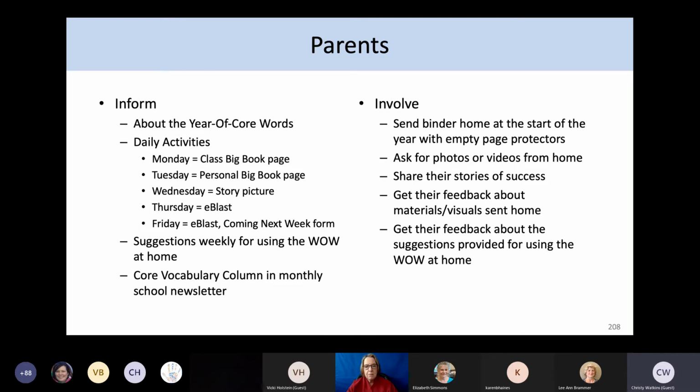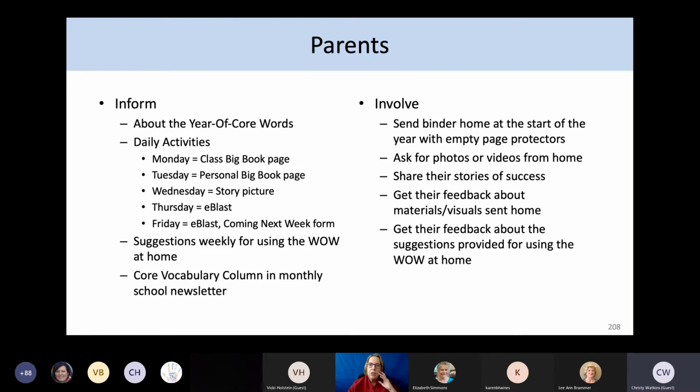Wednesday, they've colored that picture. That's going home to go into their book. Thursday, Maureen sends an e-blast, because that's so easy to do now with our parents. And on Friday, I get another e-blast and a little alert about things coming next week. So there's lots of things you can do to get them informed and keep them involved.